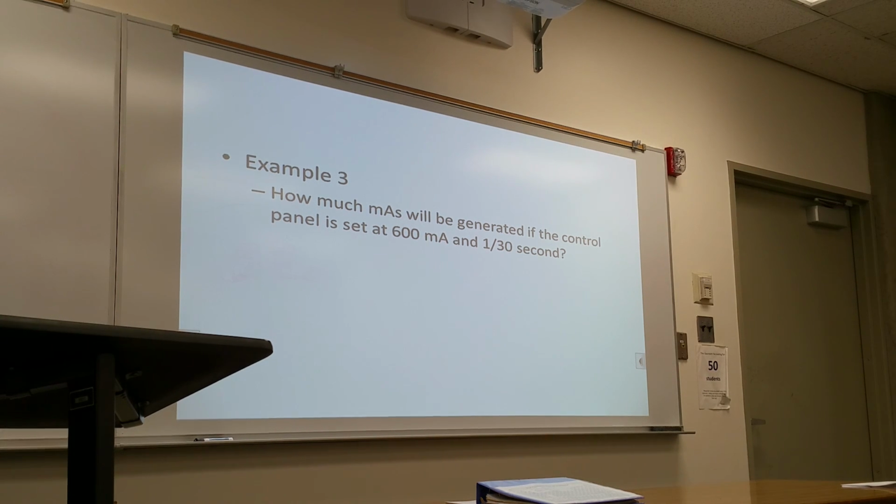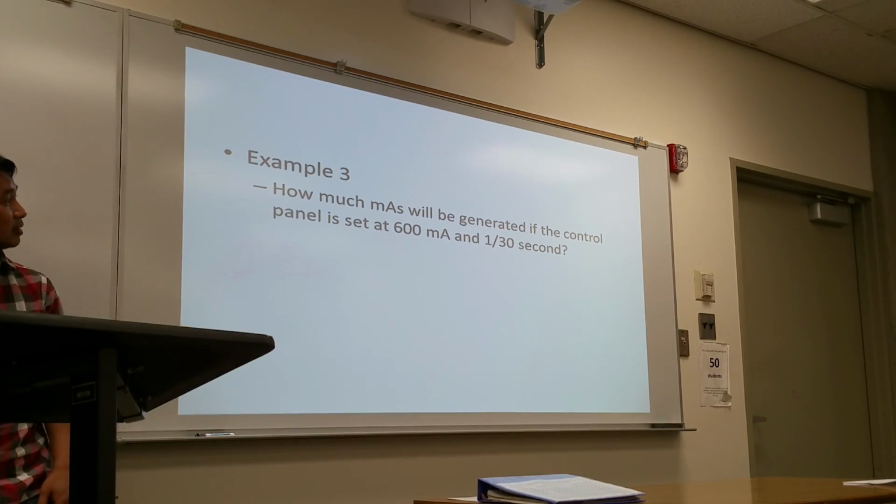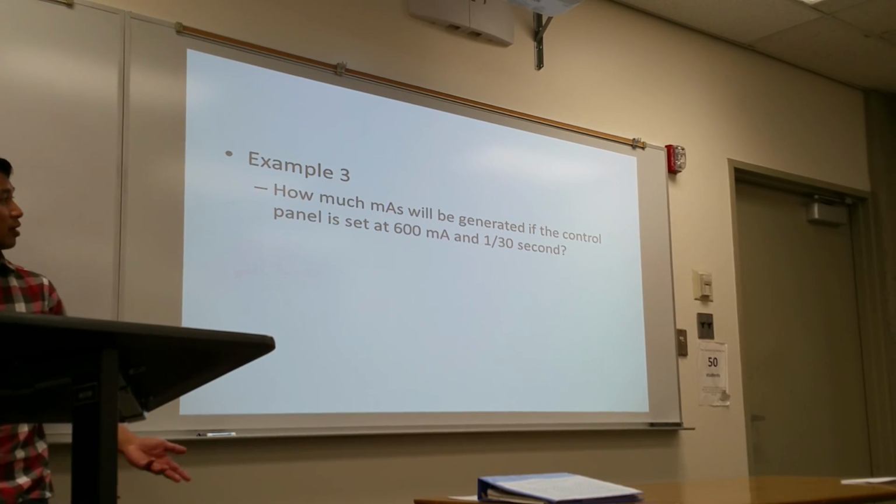All right, and then here's another one with a fraction, to give you all possible scenarios. How much mAs would you generate if the control panel is set at 600 mA with 1/30 of a second?